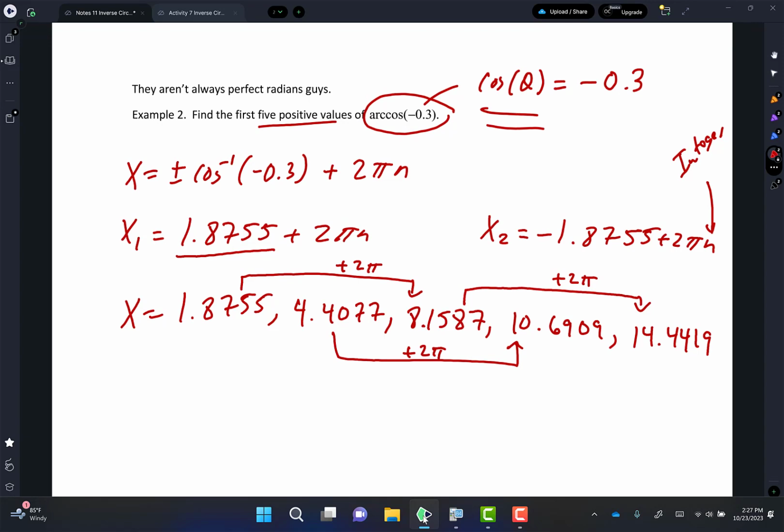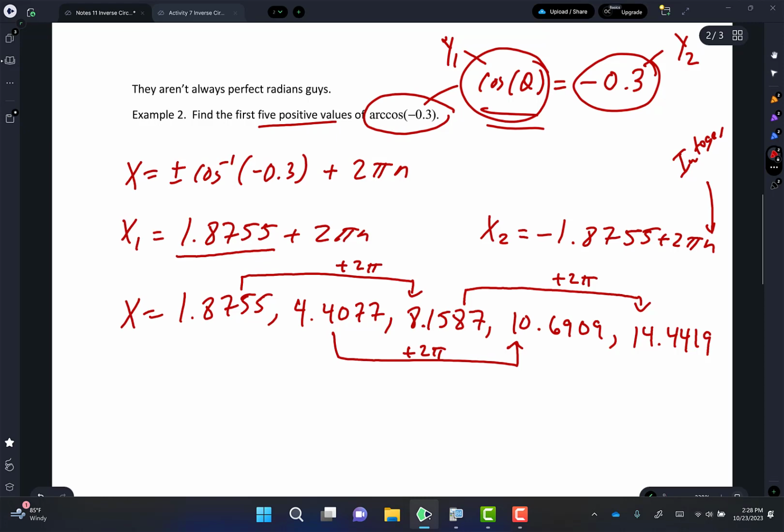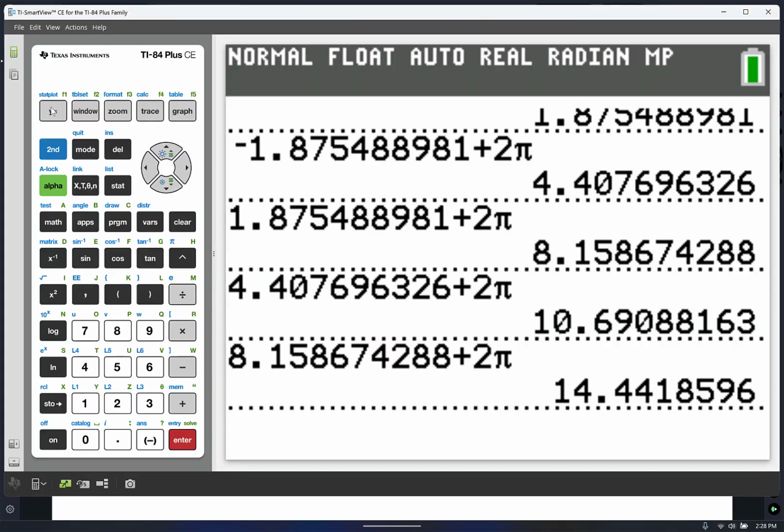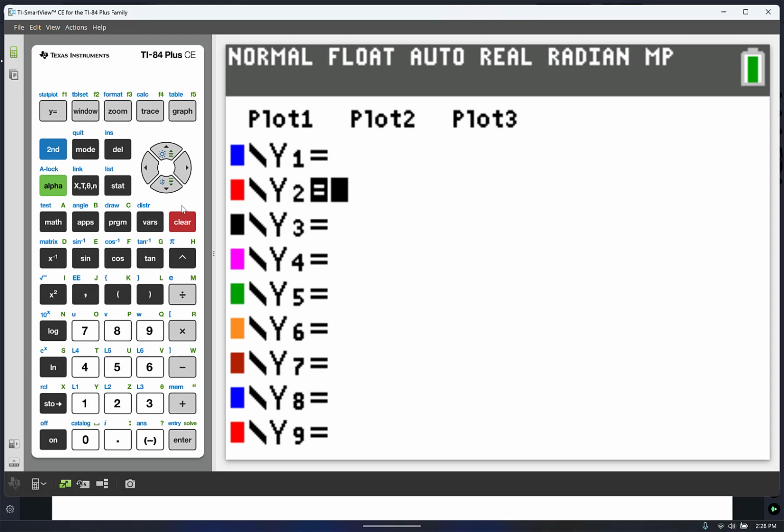When you were in Algebra 2, Ms. Torres told you that you could figure these out by putting one side into y1 and the other into y2, and you can see where they intersect, and those will be your solutions. Do you guys remember that? All right, so here it is. I'm going to go to y equals, clear this and clear that. And I'm going to type in cosine x. Everyone do that. On y2, I'm going to put negative 0.3. Don't push graph yet.